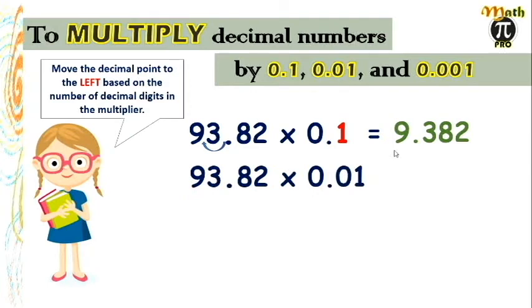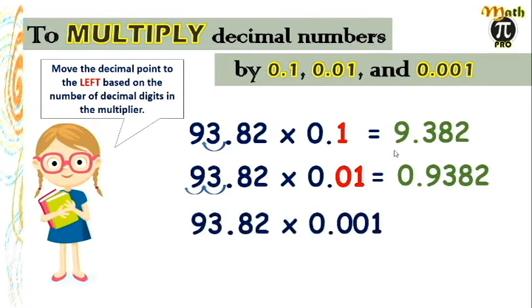And multiplying the same number with 100ths, so this time we have 2 decimal digits in our multiplier. So that means 2 movements going to the left. So your product is 0 and 9,382 10,000ths. Then multiplying it by 1,000ths, which has 3 decimal digits. That means we move 1, 2, and 3 times going to the left. And again, we use 0 as placeholder. So the answer is this one.